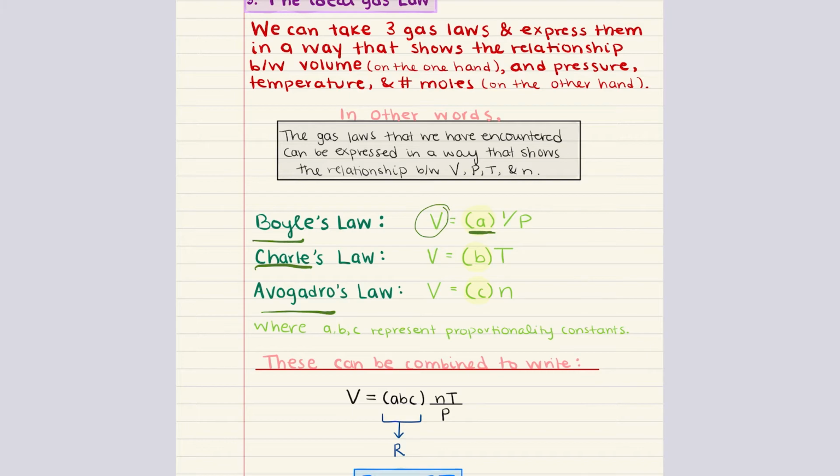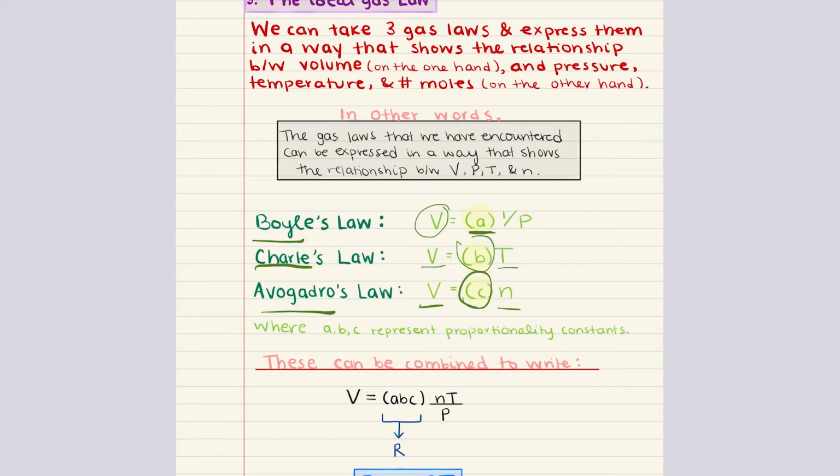Same goes for Charles' law. Volume and temperature are directly related, so we can write that volume equals a constant times temperature. And here we've just added, again, a proportionality constant. And for Avogadro's law, volume and number of moles are directly related, so we can write that volume equals a constant times number of moles, and here we have a proportionality constant.